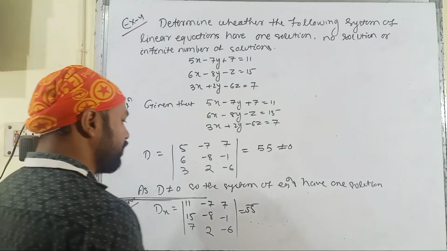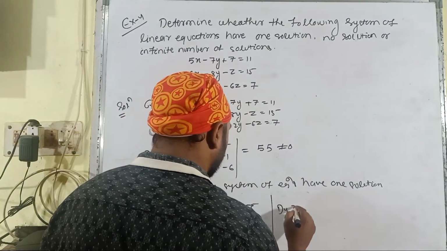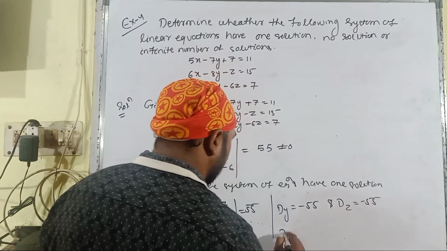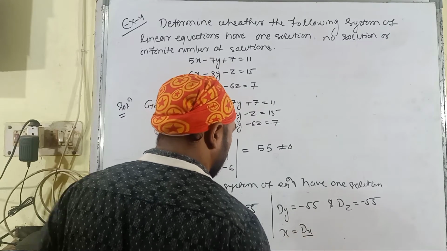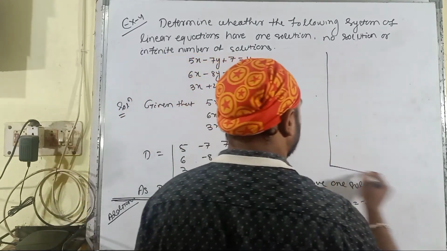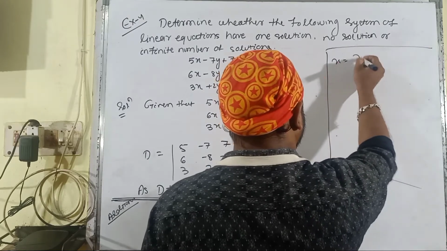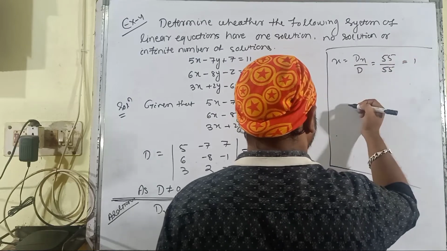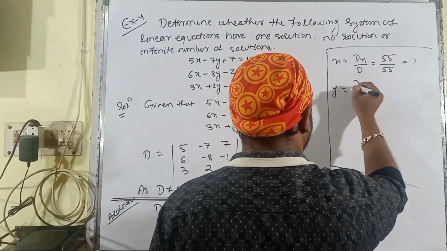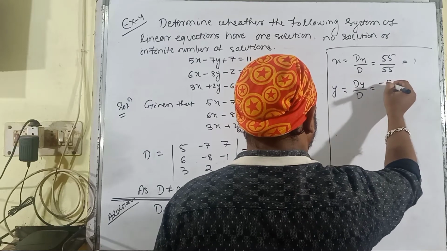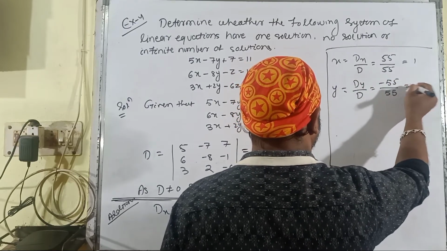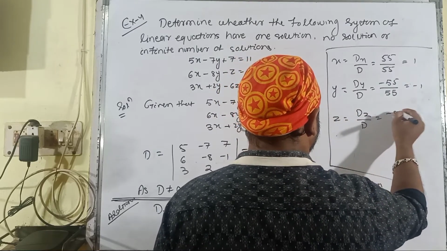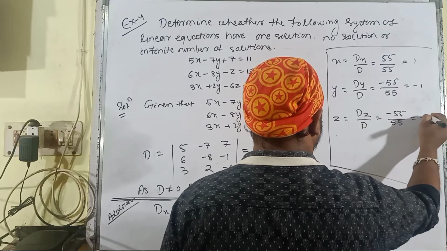So this value is 55. Similarly, you can define dy, it will be minus 55, and dz, it will be minus 55. So x is equal to dx divided by d, that means 55 divided by 55, which is equal to 1. Then y can be determined as dy divided by d, that means minus 55 divided by 55, which is equal to minus 1. And at last z will be dz divided by d, it is minus 55 divided by 55, which is again equal to minus 1.